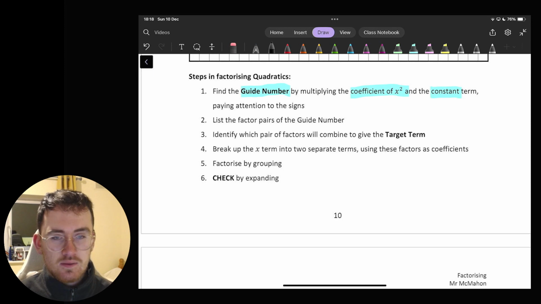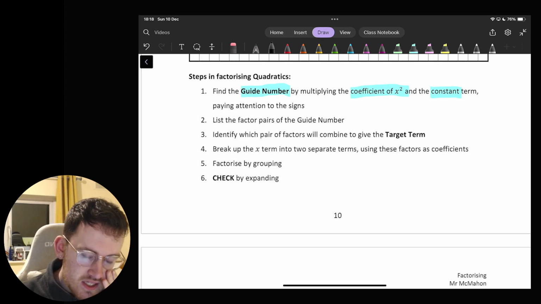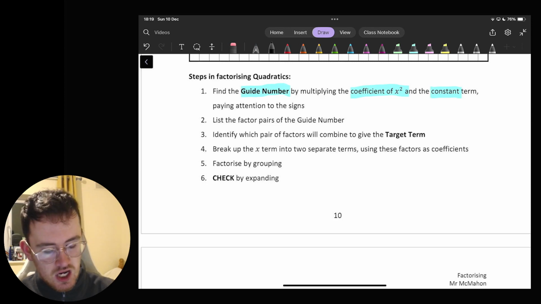Next step is going to be to list the factor pairs. So in terms of that, we mean listing just the pairs of factors, and again, paying attention to the signs in that as well. So if our guide number is positive, that means our factors are either both positive or both negative. If our guide number is negative overall, then our factor pairs are going to have differing signs. We're going to then identify which pair of factors will combine to give us the target term.